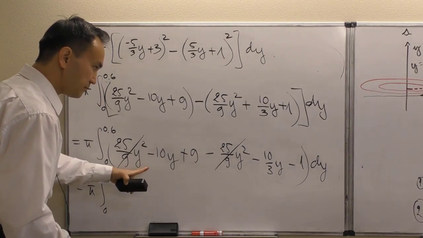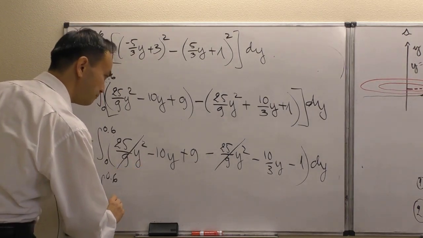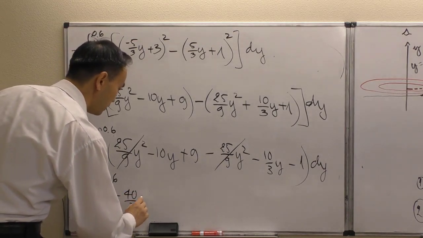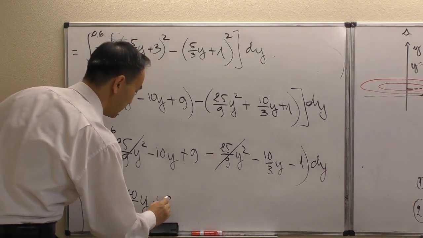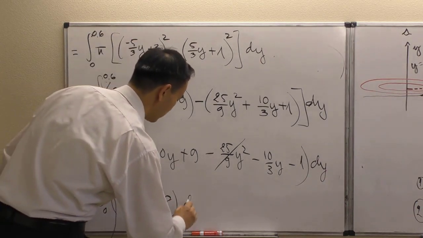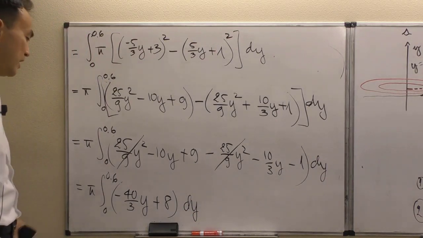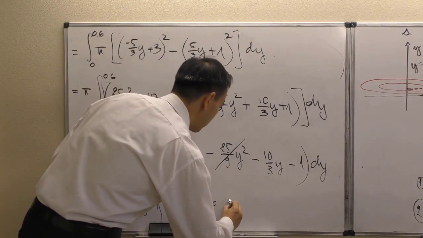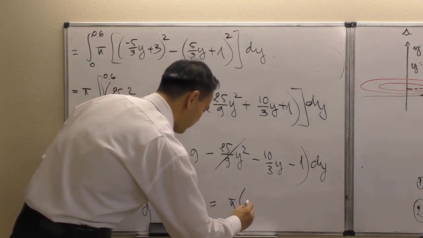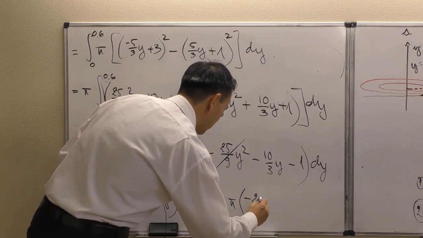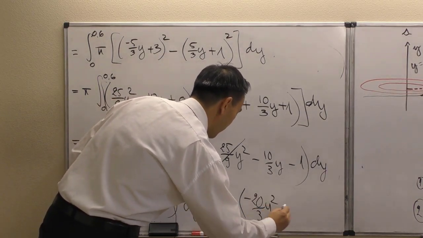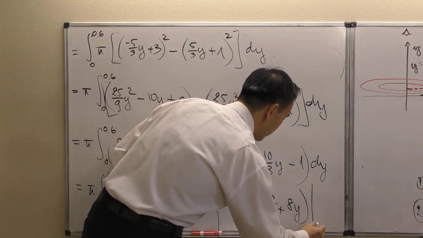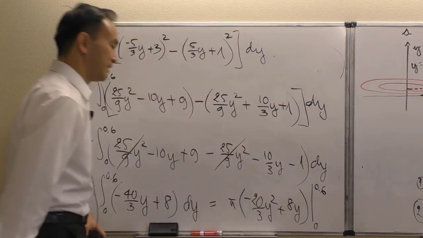So this is minus 40 over 3 y plus 8. Okay, and this is going to be a dy. All right, so now the fundamental theorem of calculus tells us to first find the antiderivative. So now it's going to be pi times minus 20 over 3 y squared plus 8y. Okay, and then we're evaluating this from 0 to 0.6 like that. All right.